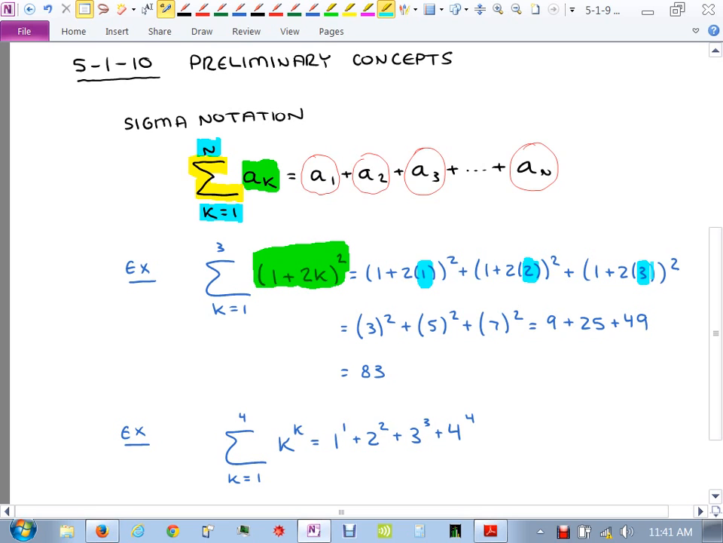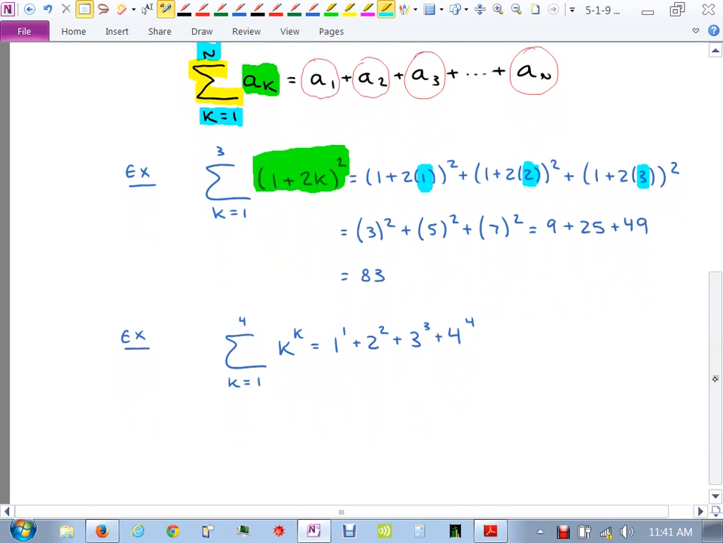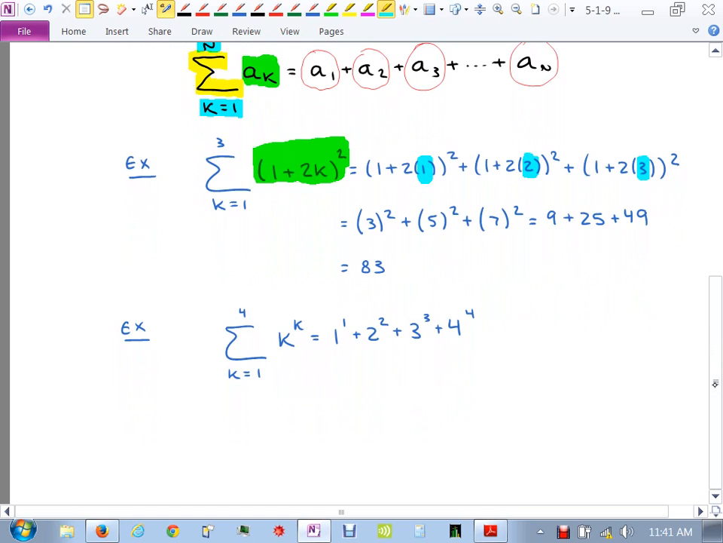Okay? Here's another one. The sum from k equals 1 to 4 of k to the k. So I start at 1, I write 1 to the 1, plus 2 to the 2, right? Then 3 to the 3, then 4 to the 4, and that's where I stop. And I didn't even figure out what that was. So the k is the thing that changes, right? The k is the thing that changes.